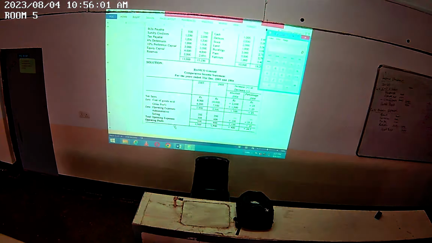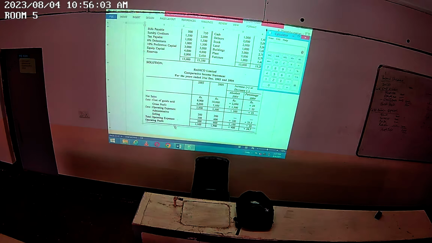Let me give a simple example. We say the original was 8, right? The difference is 2,000. So you divide 2,000 by 8,000, and then multiply by 100. You get 25. So the one thing you have to know is that we should see what is in the original.